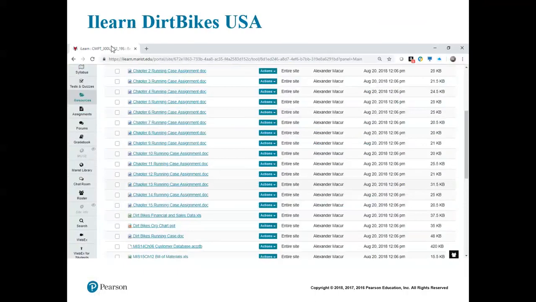Here's a listing of the files. I missed the Chapter 1 running case assignment, which is right above Chapter 2. So Group 1, you would open up the Dirtbugs running case document, where my cursor is now. That gives you details about the organization. Then you'd open up the Chapter 1 running case assignment.doc and answer the questions in that file. Group 2 will do the same thing for Chapter 2, Group 3 for Chapter 3, and so on.